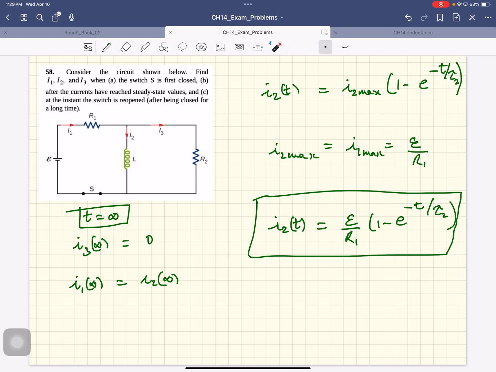Just looking at the diagram at t equal to infinity, we know what the currents should be. This current is 0, and this current is equal to this current. That's all we're saying, and here is the functional form of I2(t). Now let's write down the equations using Kirchhoff's rules. We'll take this to be loop 1, this to be loop 2.